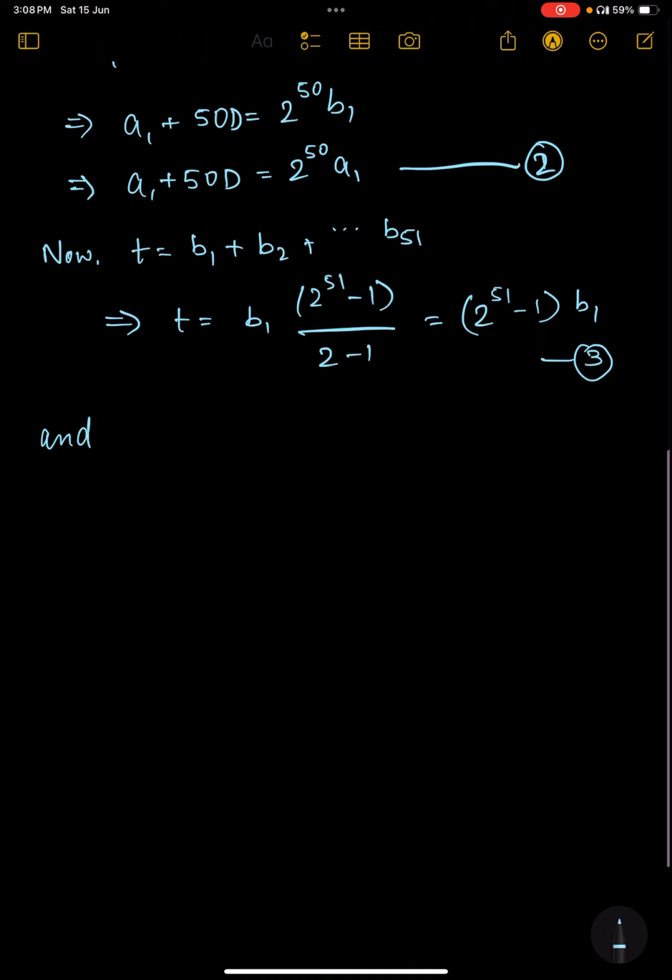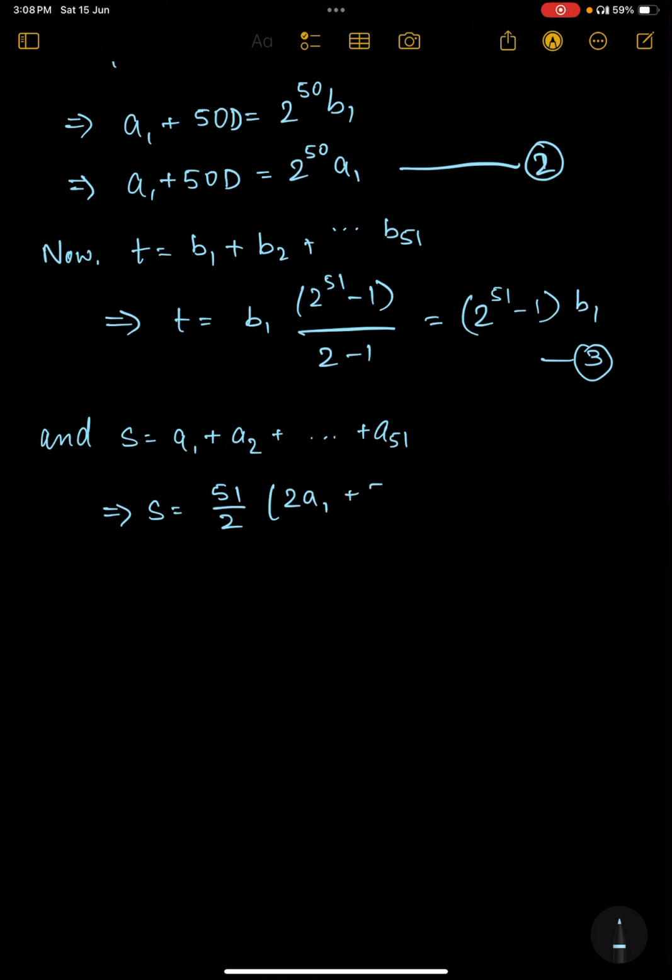Finally, s is equal to a1 plus a2 all the way to a51. Now this is an AP series, so the formula for the sum of the AP series elements is s equal to 51 by 2 times (2a1 plus 50d). Now I'll say this is equation 4.